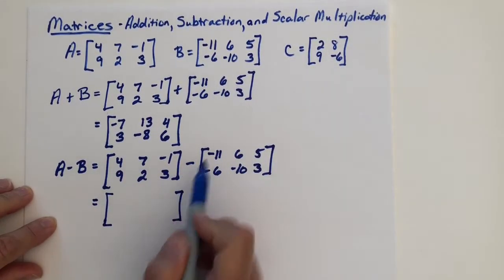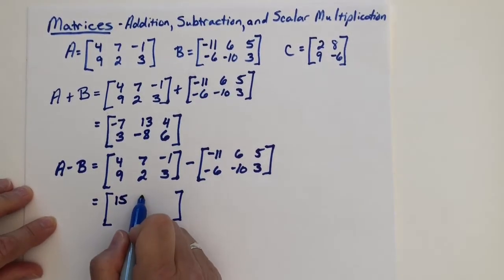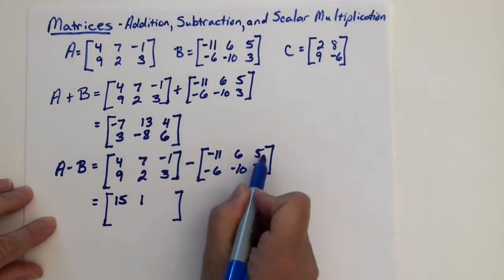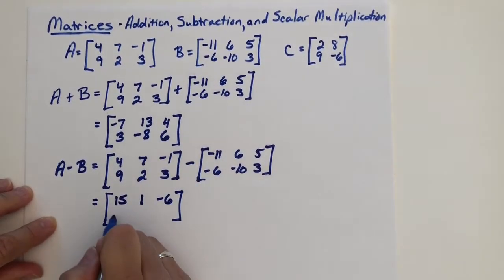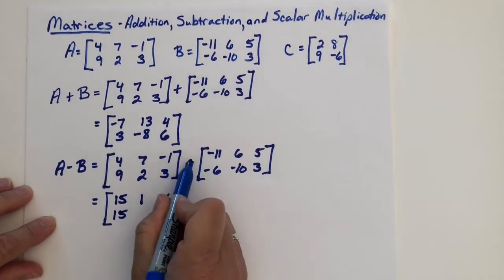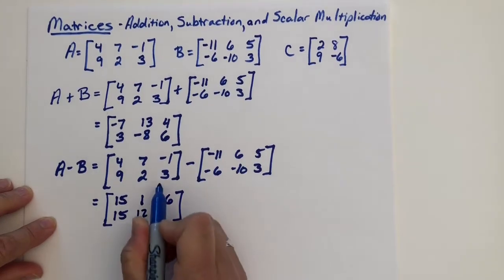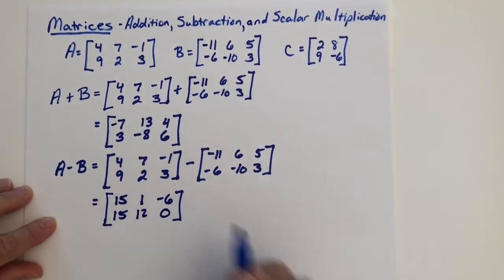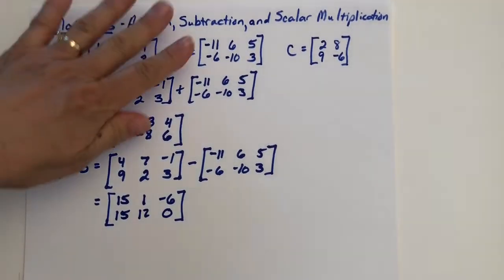So 4 minus negative 11 is 15. 7 minus 6 is 1. Negative 1 minus 5 is negative 6. 9 minus negative 6 is 15. 2 minus negative 10 is 12. And 3 minus 3 is 0. And we have our matrix. That is the difference between these two.